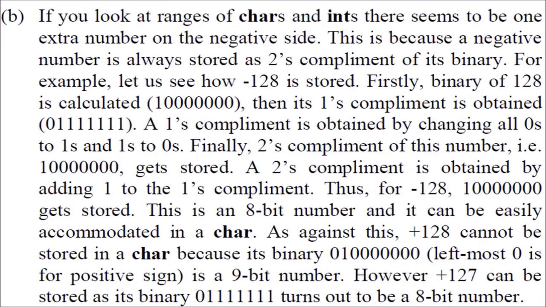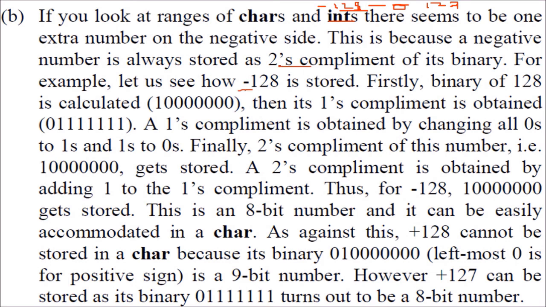So you see, if we look at the range of the character integer, there is one number extra on the negative side. How? See, if you take character, here you take 0 to 127, and here you have minus 128. So one number is higher. Why? Because negative numbers are not stored normally, but are stored as the 2's complement of the binary.